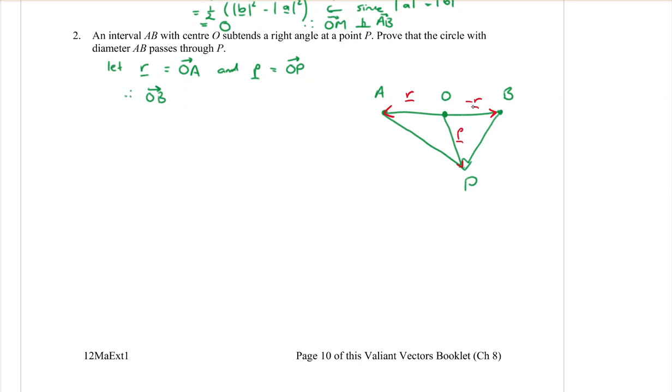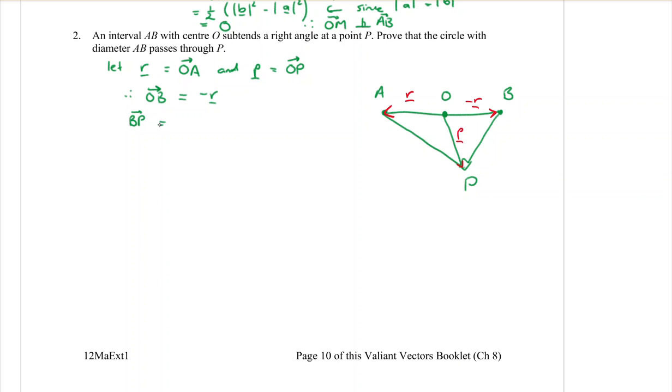Okay, so let's find an expression for the BP and the AP, the two sides that are connecting up that right angle. So let's start with the OB. Oh, I forgot to write that down here. OB was going to be equal to negative R. I was in the middle of writing that and started talking about something else. So let's start with BP.